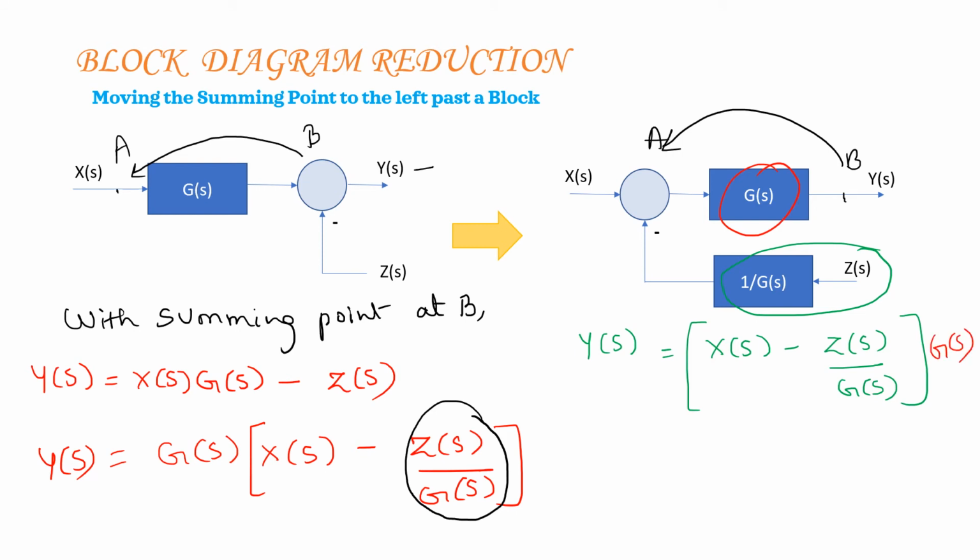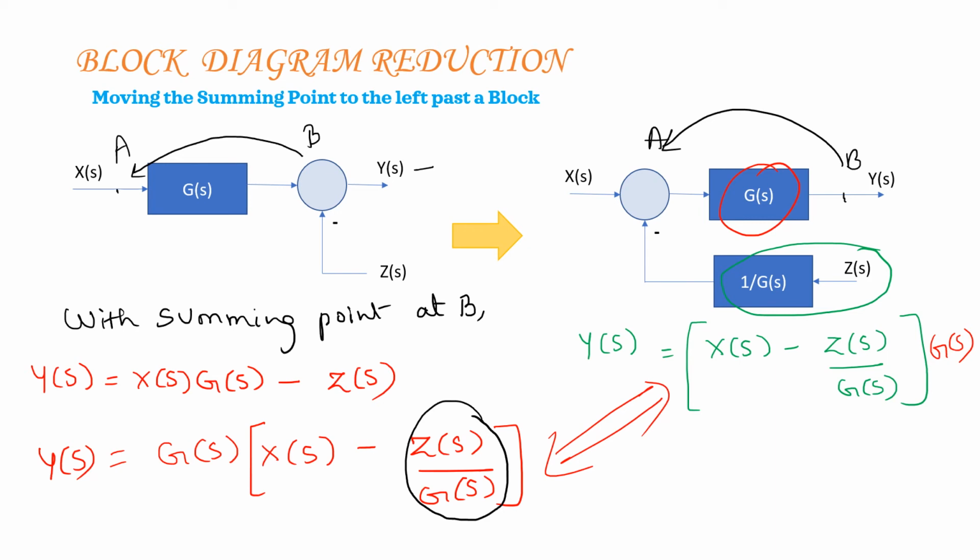Okay, that is Y(s). So these two are the same, right? So we need to add a block which has a gain equal to the reciprocal of the original gain. So we have Y(s) equal to (X(s) minus Z(s) by G(s)) into G(s). This is when the summing point is shifted to the left past a block.